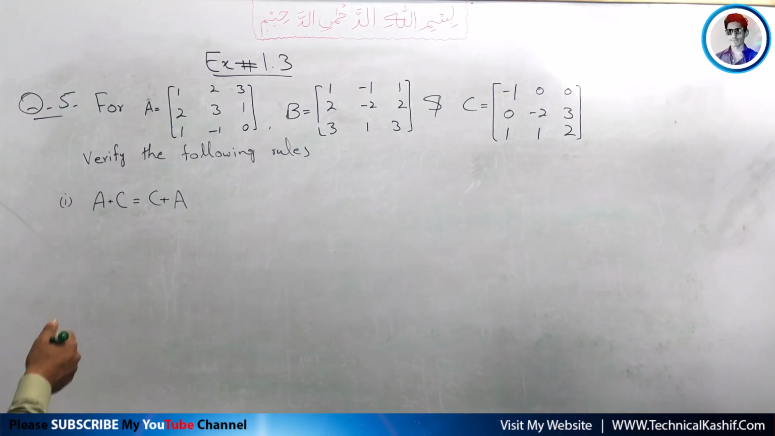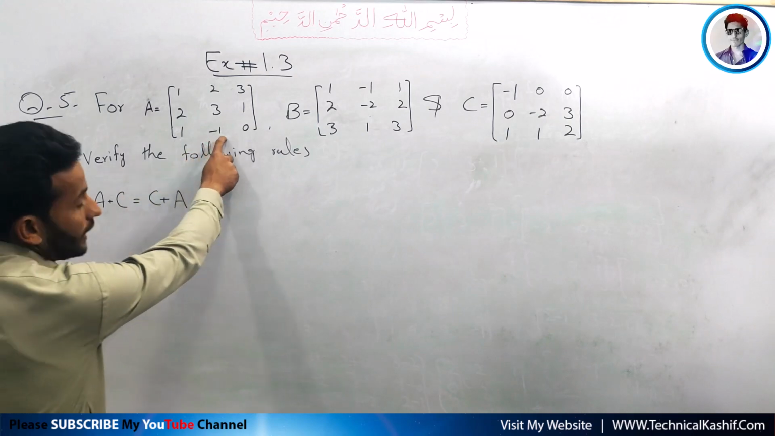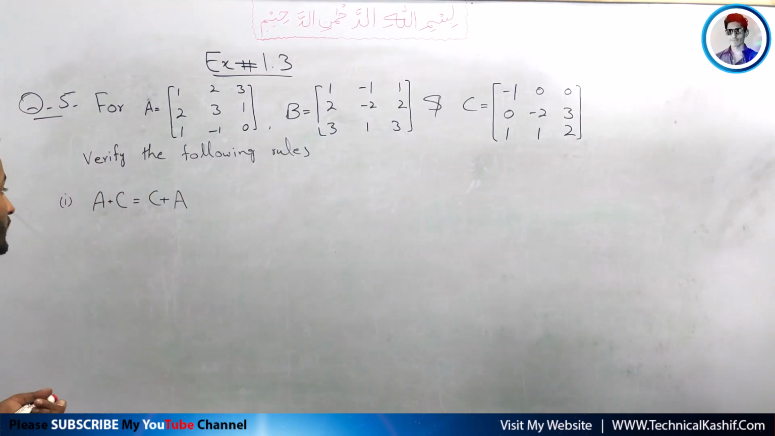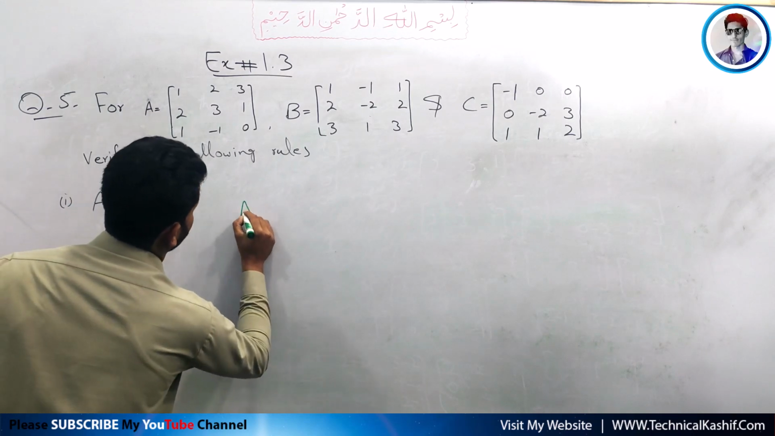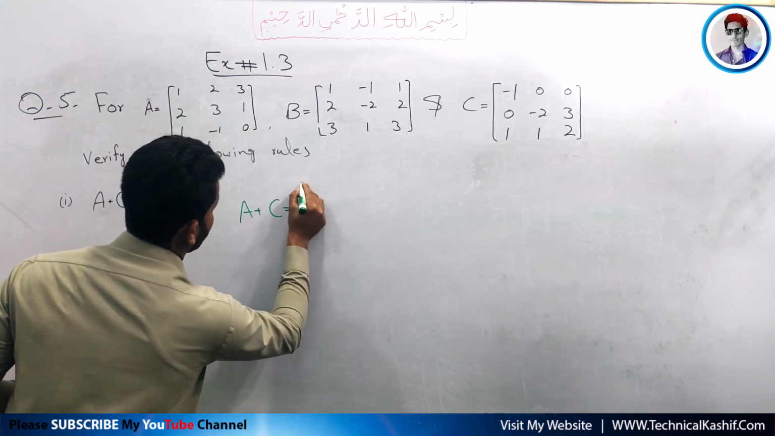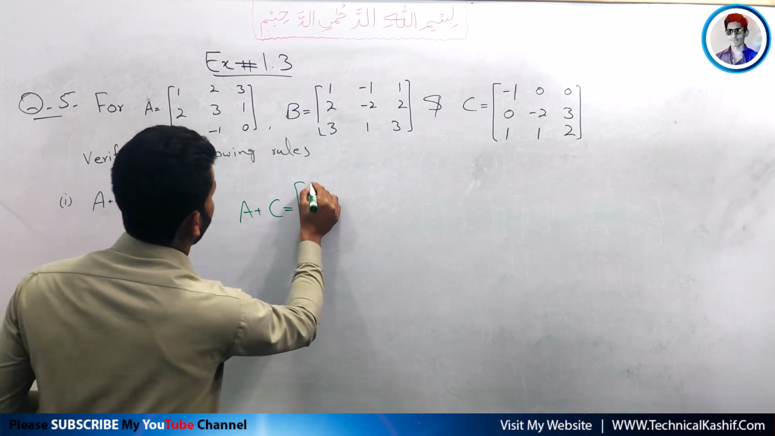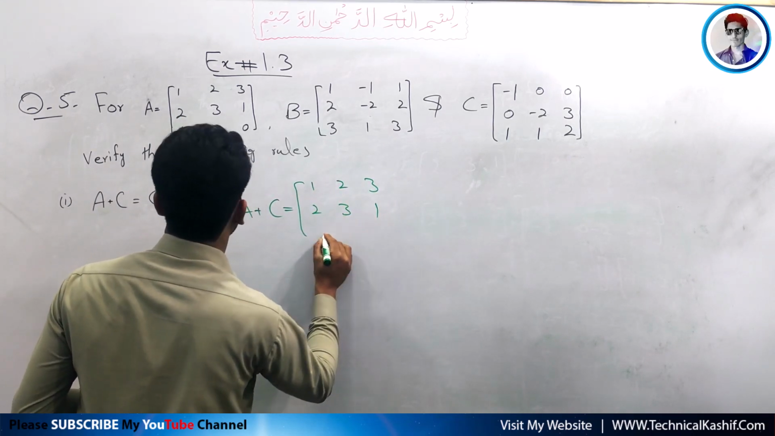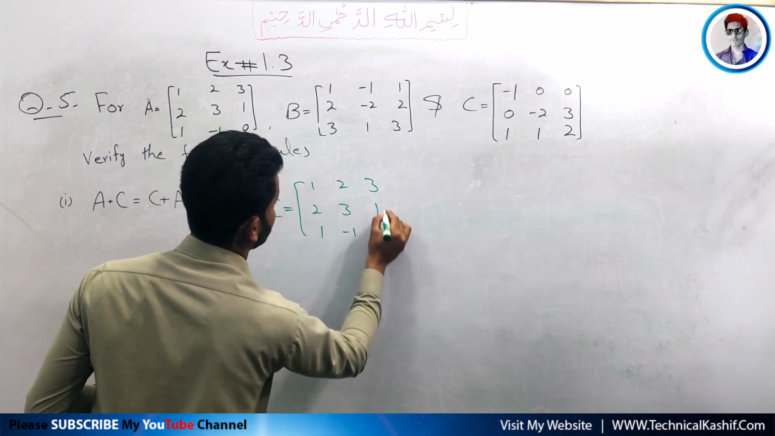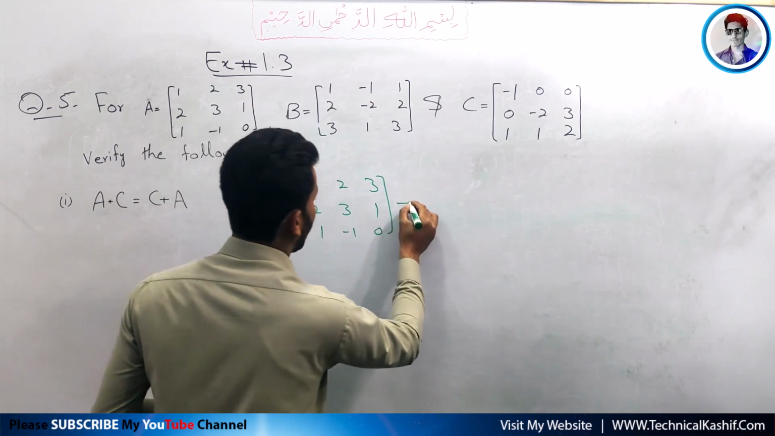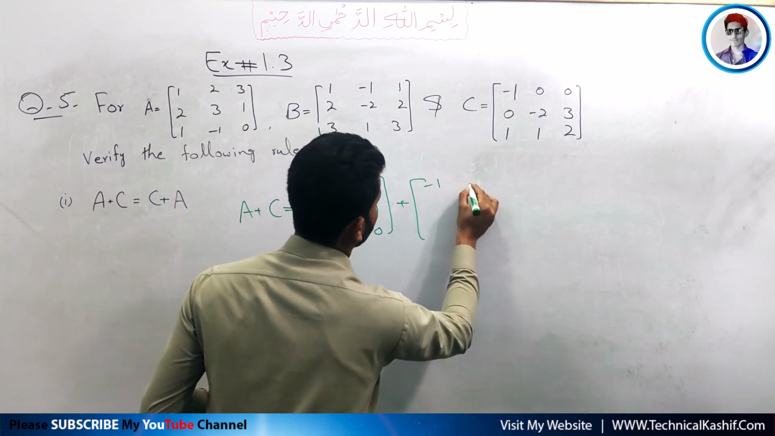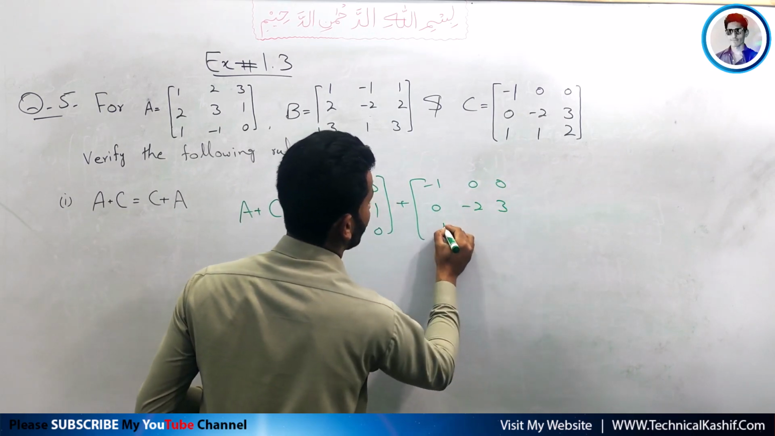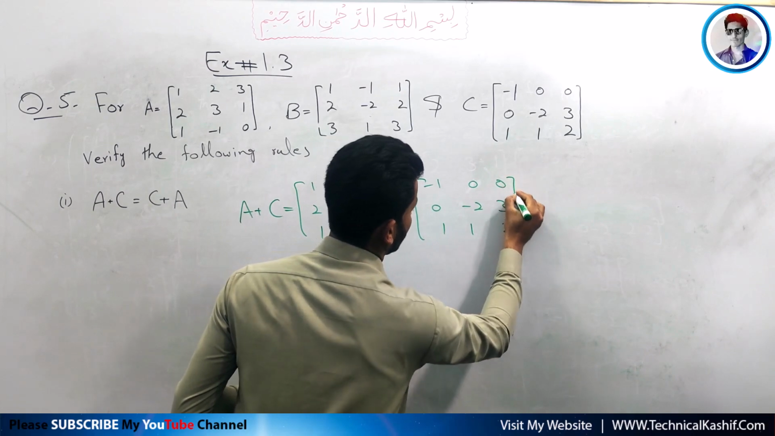For this we can solve it as we know A is equal to this matrix and C is equal to that matrix. By adding them, first we start with A plus C. A is equal to 1, 2, 3, 2, 3, 1, 1, minus 1, 0. And C is equal to minus 1, 0, 0, 0, minus 2, 3, 1, 1, 2.